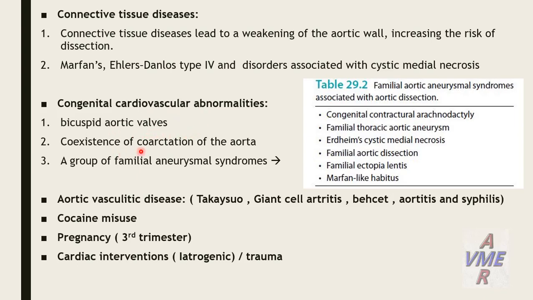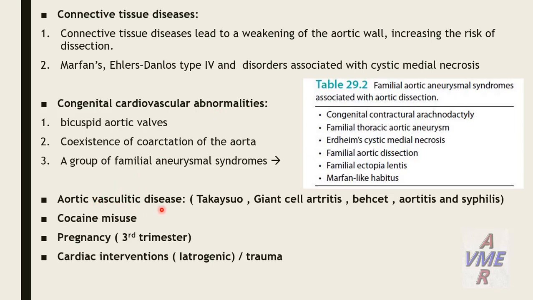Coexistence of coarctation of the aorta, and a group of familial aneurysm syndromes, like congenital contractural arachnodactyly, familial thoracic aortic aneurysm, Erdheim cystic medial necrosis, familial aortic dissection, familial ectopia lentis, Marfan-like habitus, and so on. So, connective tissue disease and congenital cardiovascular anomaly are risk factors for acute dissection.